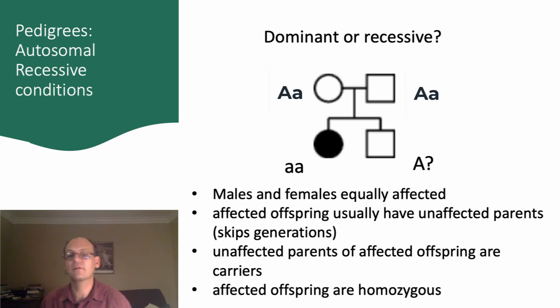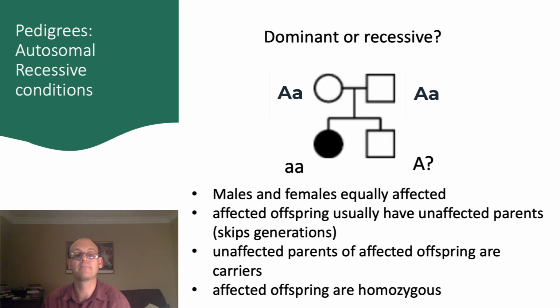So let's look at some of the common features of recessive pedigrees. Again, since the genes are on the autosomes rather than sex chromosomes, males and females will be approximately equally affected. Secondly, affected offspring usually have unaffected parents. This is often referred to as skipping generations because the affected individuals will appear often generations after the trait was last seen in the family.